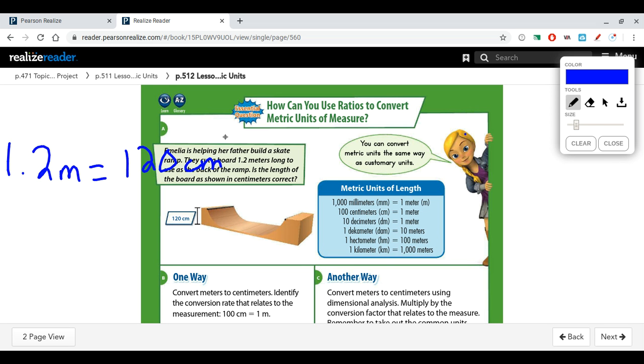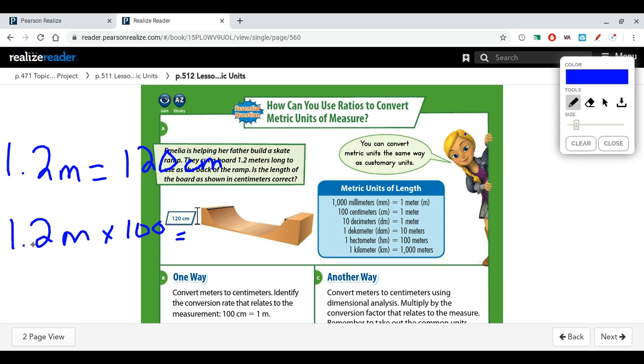So the first thing that we're going to do is just convert. I can do this where I convert 1.2 meters and see how many centimeters that's going to be. So I'm going from a larger unit to a smaller unit, so I'm going to multiply that by 100, because 100 centimeters equals 1 meter. So that's where I get the 100 from.